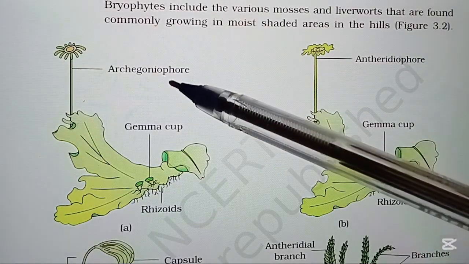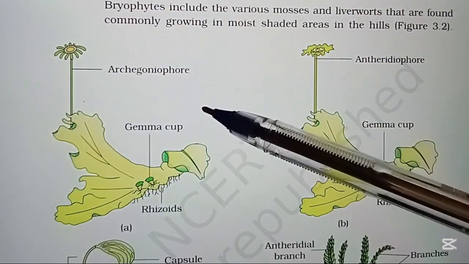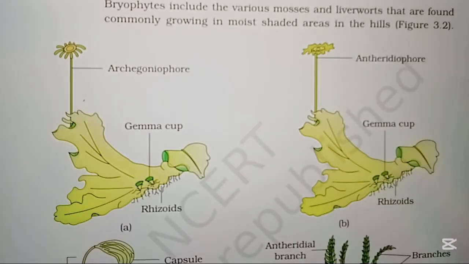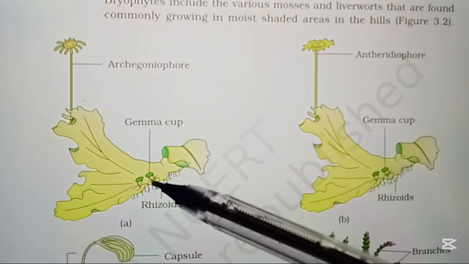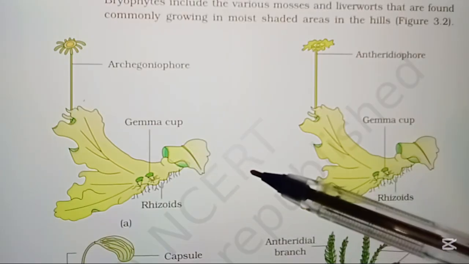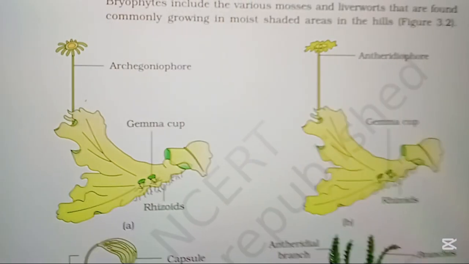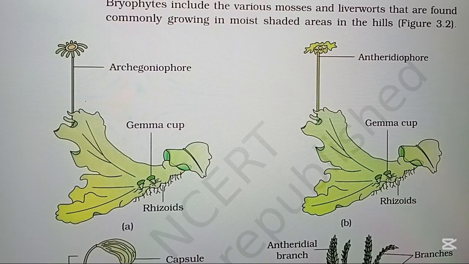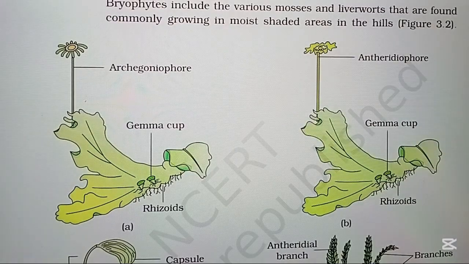So archegoniophore produces archegonia, and archegonia produces egg cells, whereas gemma cup releases gemmae, and it moves through the rainwater falling down into any place and they grow into new plants.